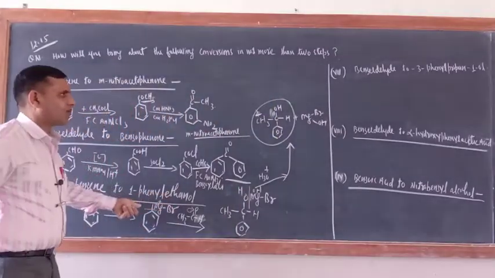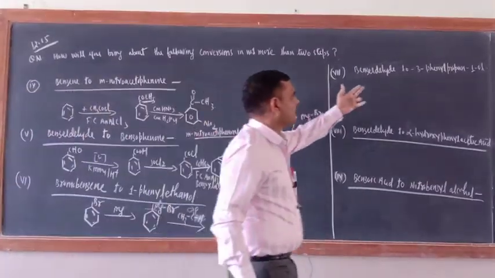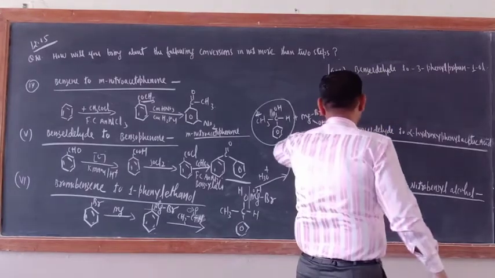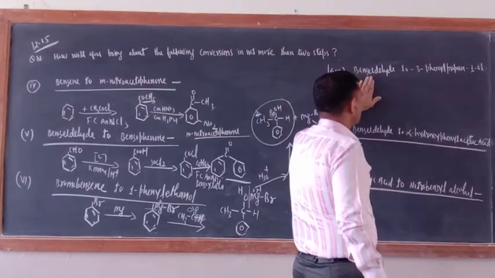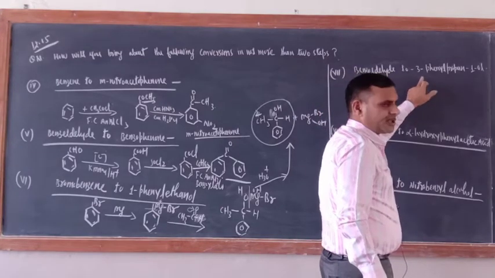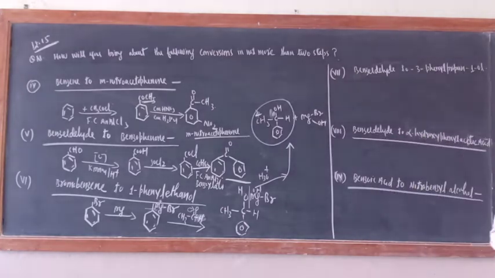So 1-phenyl ethanol you have got. Next one is benzaldehyde to 3-phenyl propanol. Almost similar thing is there. First you have to convert this one into benzoic acid. Then what should be there? Grignard reagent you should take. Then you can convert this one in an easy way.